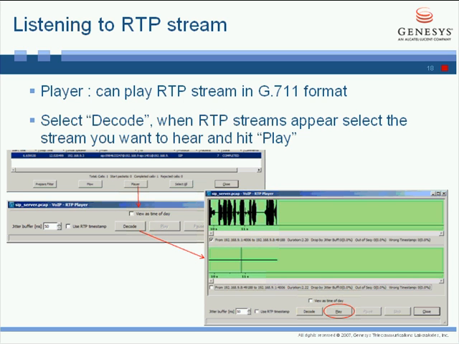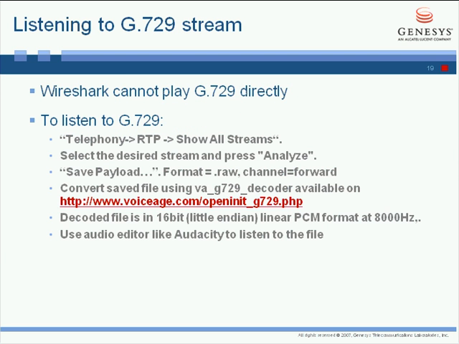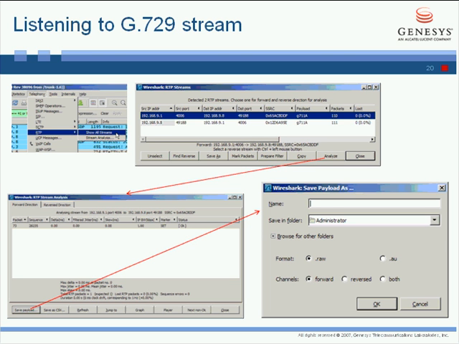So in itself, Wireshark can only play G711 streams. If you need to listen to G729, you can do that as well with help from outside software. Basically, to listen to a G729 stream, you need to go to a different menu. It is Telephony, RTP, and Show All Streams. What Wireshark will do here is not find calls. It finds all the RTP streams in the list of packets and shows them as a list.